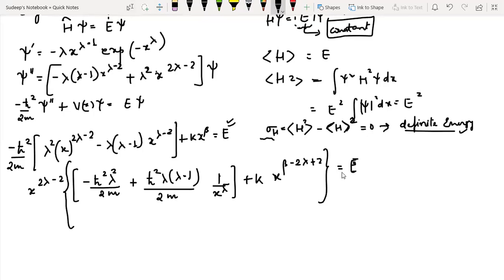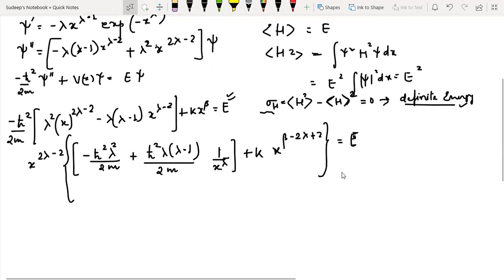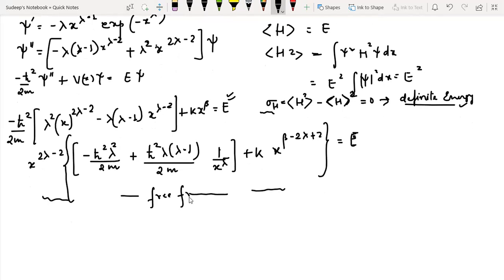Okay, so what do we want? I mean, what should I do? I would want somehow that this should be a constant. I mean, this particular thing should be free from x. It should be free from x. So this is my first requirement, that this particular thing should be free from x. What should I do? I should rather place this particular thing there itself.